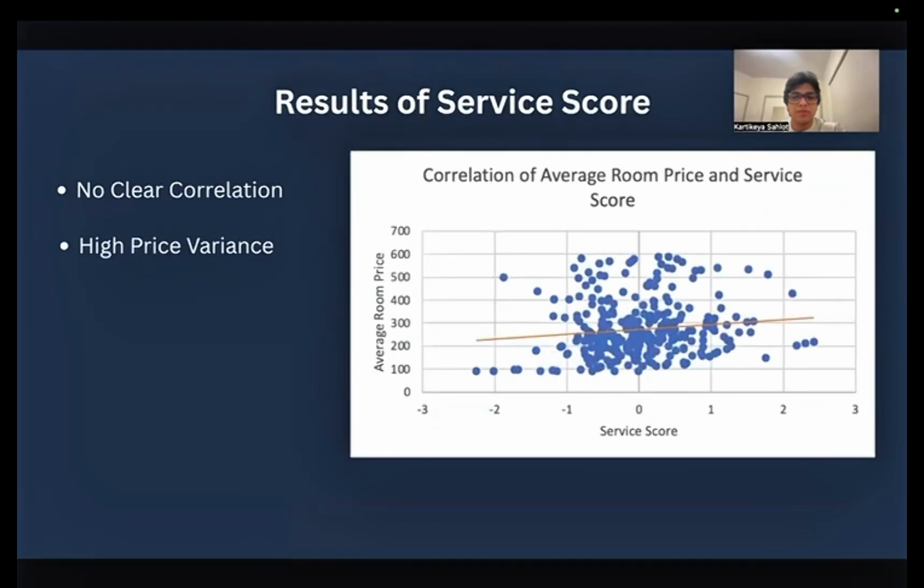Similarly, service score, despite a weak positive uptrend, has a p-value of 0.8080. This variable fails to meet the standard 0.05 threshold for statistical significance, meaning that we cannot confidently conclude it drives pricing within this dataset.